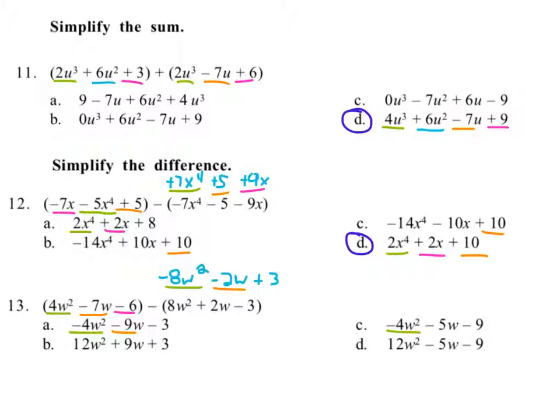We've got negative 6 for a constant and positive 3. Negative 6 and positive 3 go together to be negative 3, and that is what A has. So A has all of the required terms. That's the answer.